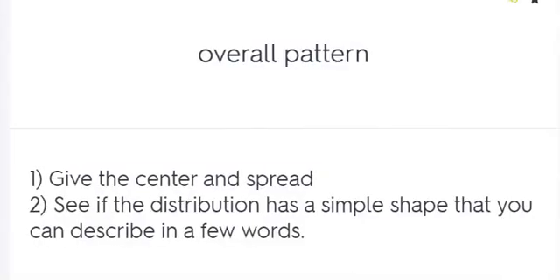Overall pattern. 1. Give the center and spread. 2. See if the distribution has a simple shape that you can describe in a few words. Box plots.